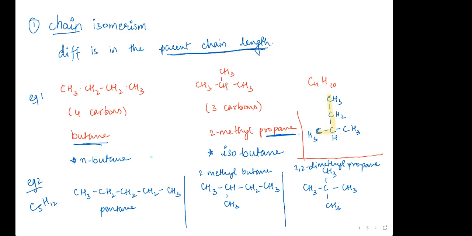Ma'am, for the second and the third one, the 2-methyl butane and these, these are the IUPAC names, right? Like we followed those rules: longest chain, then substituent and position, the numbering of the substituent. So these are IUPAC names.